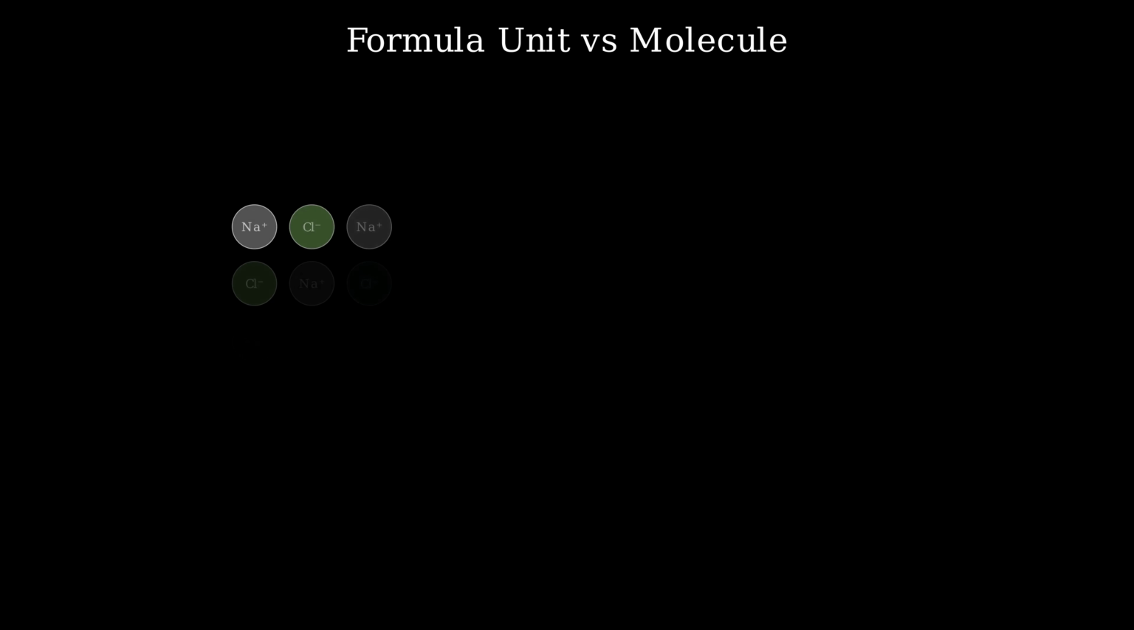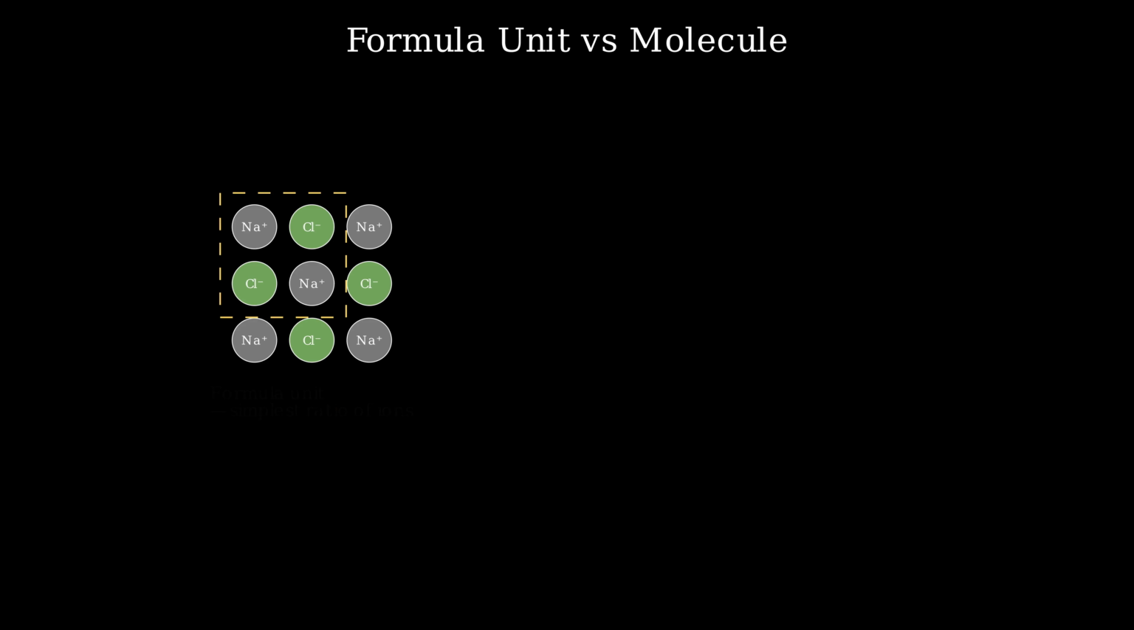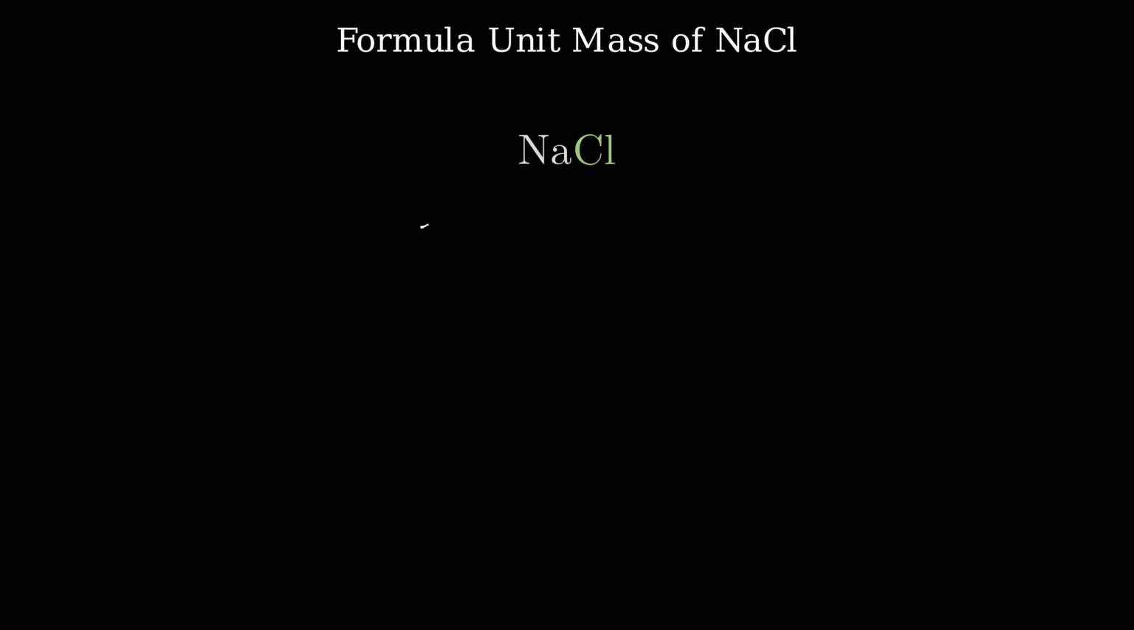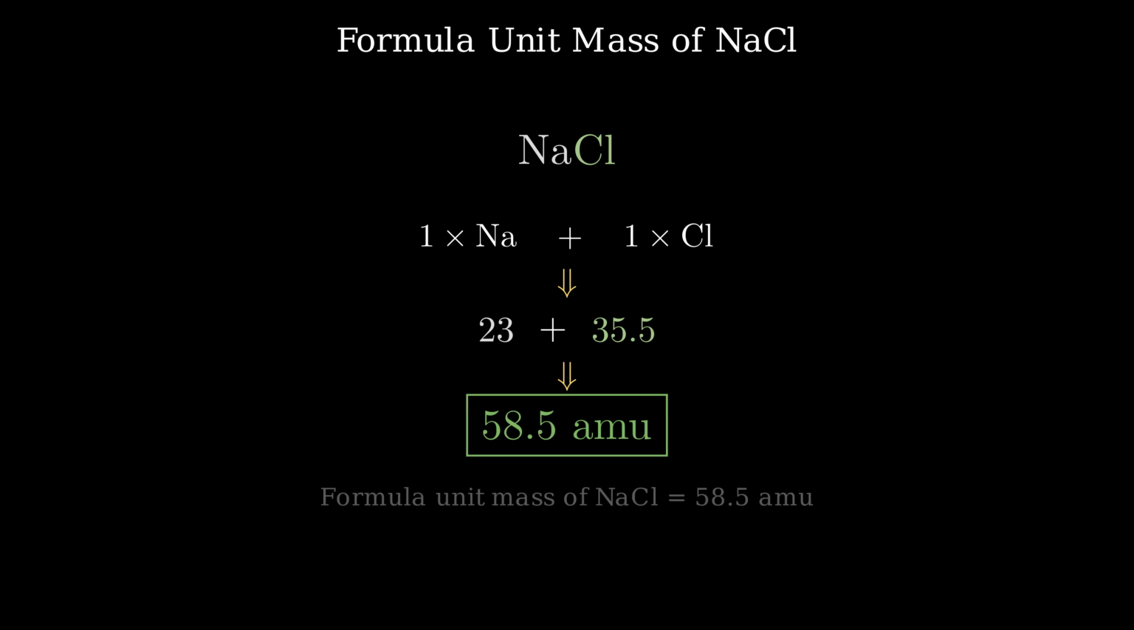For ionic compounds like sodium chloride, we can't really talk about a molecule because the structure is a giant continuous lattice, not individual molecules, so instead we use the term formula unit. The formula unit mass is calculated exactly the same way as molecular mass. Sum the atomic masses of all atoms in the formula. For NaCl, sodium is 23, chlorine is 35.5, total is 58.5 AMU.